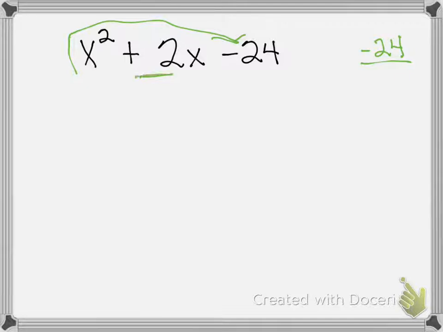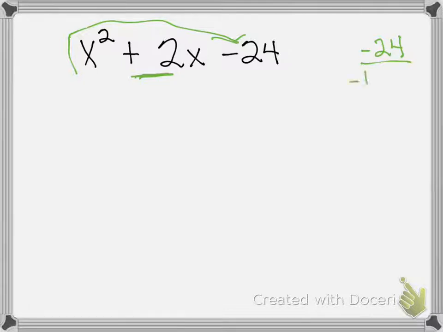This middle number right here, that 2, the number that we want the pair of numbers to add to, since it is positive, that means we want the bigger number in the pair to be positive. If the 2 had been negative, we would want the bigger of the two numbers to be negative. So let's list out then what the pairs of numbers that would multiply to negative 24 are, and we're going to make the bigger of the two numbers positive, the smaller one negative.